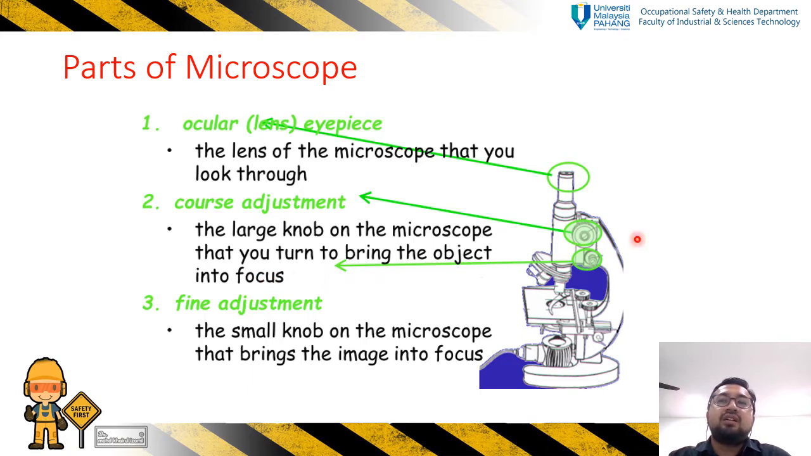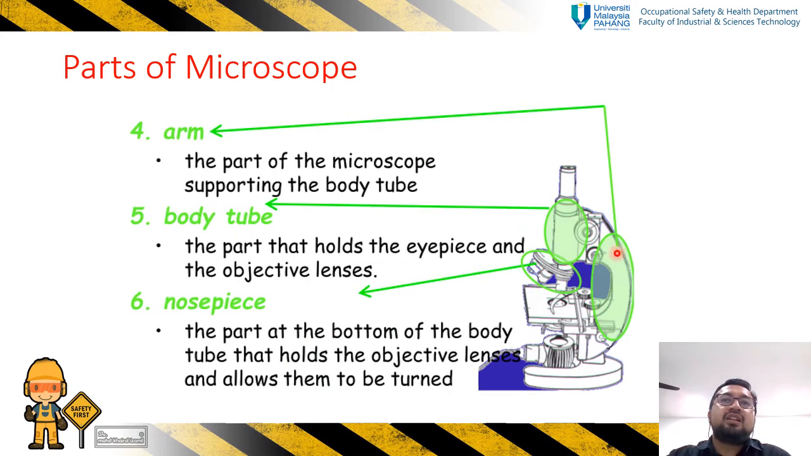Bila kita nak tengok satu-satu objek, first sekali kita kena pusing benda yang ni lah. Alright, kena control this adjustment. And then baru kita pergi fine adjustment. Kita dah nampak specimen tu, baru kita buat fine adjustment, the small knob of the microscope that brings the image into focus. Okay, and then kita ada arm.